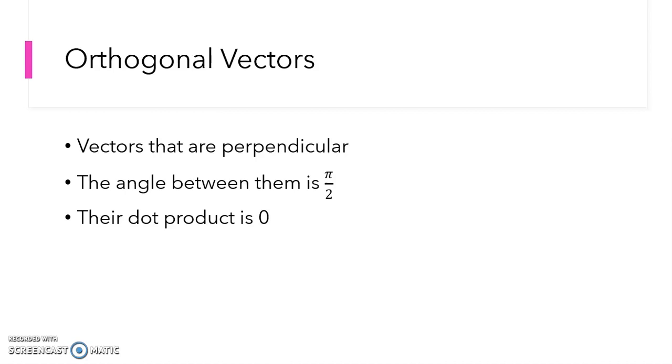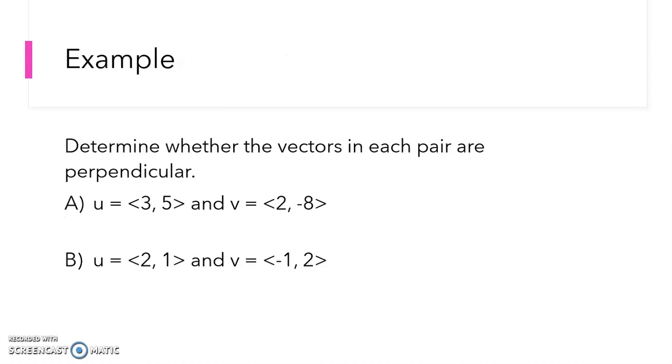Anyway, let's take a look at an example question. In this example, we need to determine whether the pair of vectors are perpendicular. So do the dot products, and if they equal 0, then you know the vectors are perpendicular. If they aren't, then you know they're not perpendicular. So try and do that, and then press play to see if your answers are correct.